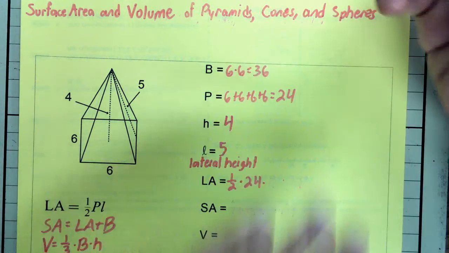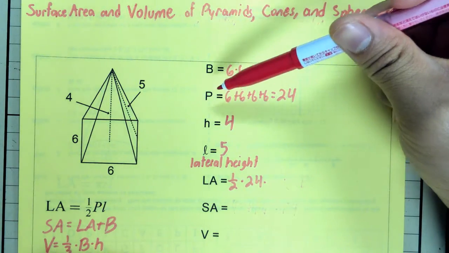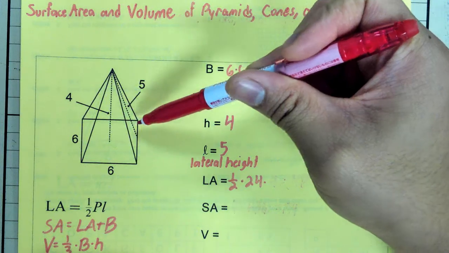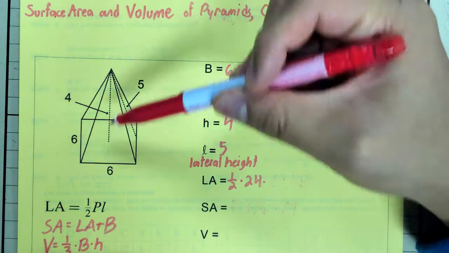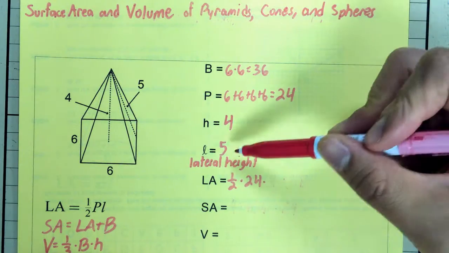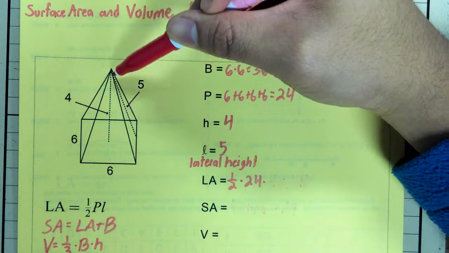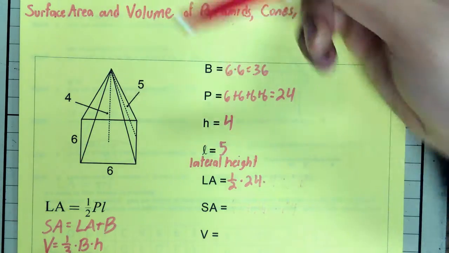Area of my base, which is 6 times 6, 36. Perimeter of the base, 6 plus 6 plus 6 plus 6, 24. My height, which is this line right here, according to the picture, that's 4. L, which stands for lateral height. This slanted side is 5.